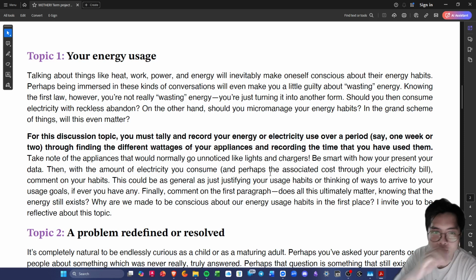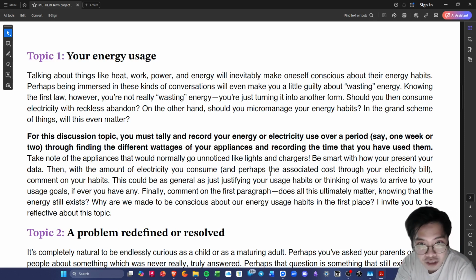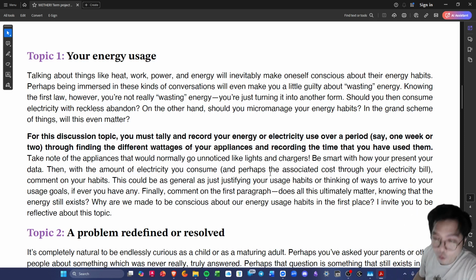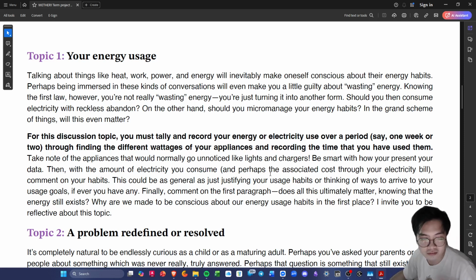Knowing the first law, however, you're not really wasting energy, you're just turning it into another form. And so now the question presents itself, should you then consume electricity with reckless abandon? Supposing, of course, that it does not have cost, but that's another thing in and of itself, right? Or on the other hand, should you micromanage your energy habits, right? In the grand scheme of things, will this even matter? Will you, as an individual, right?